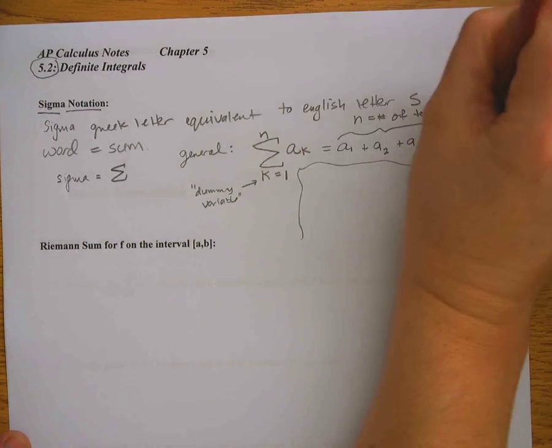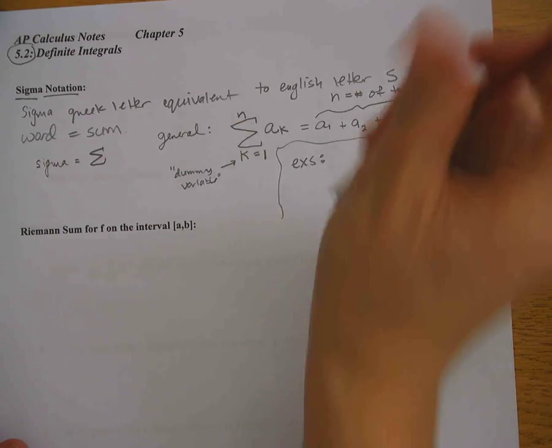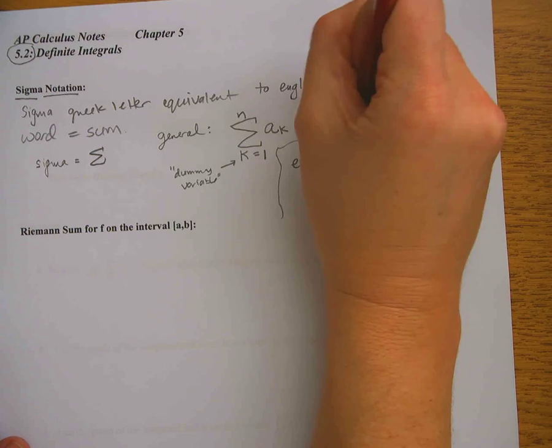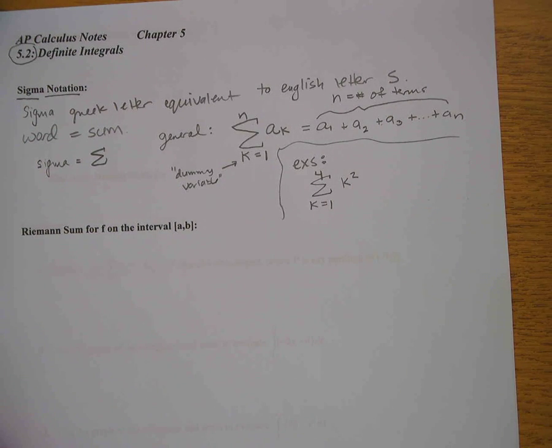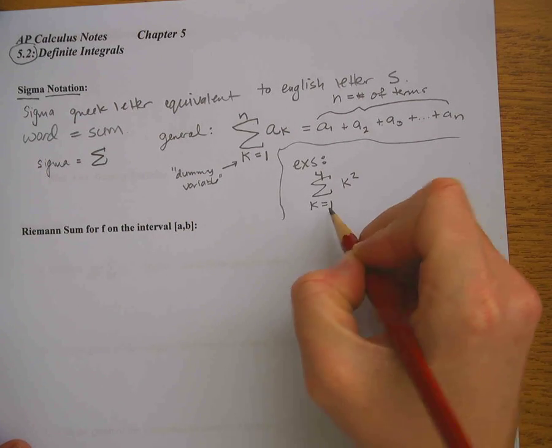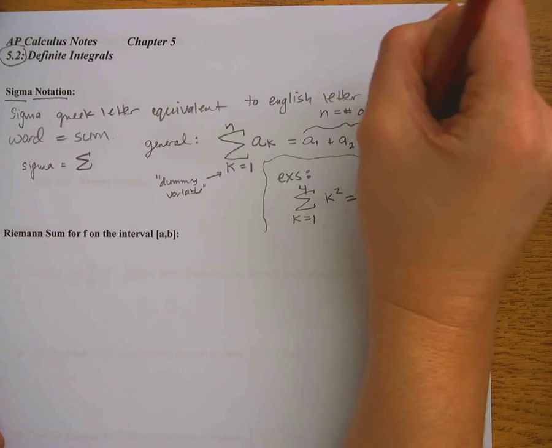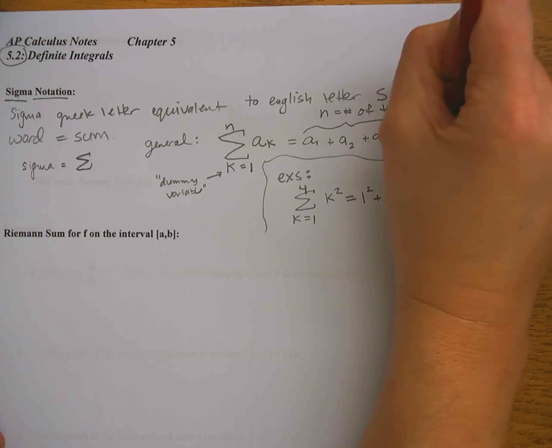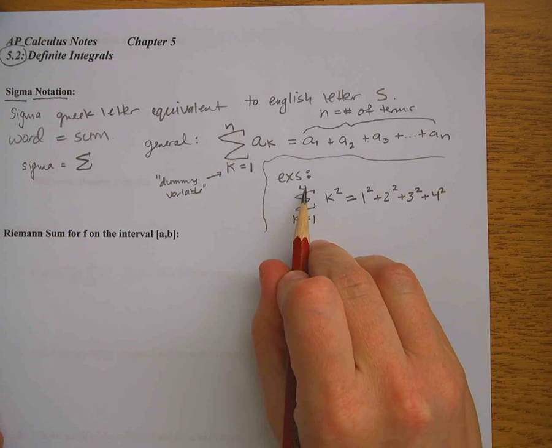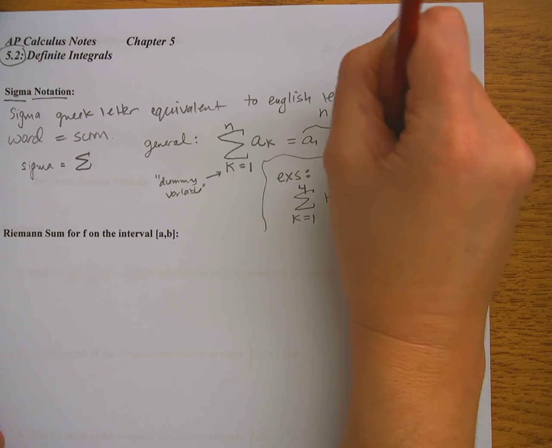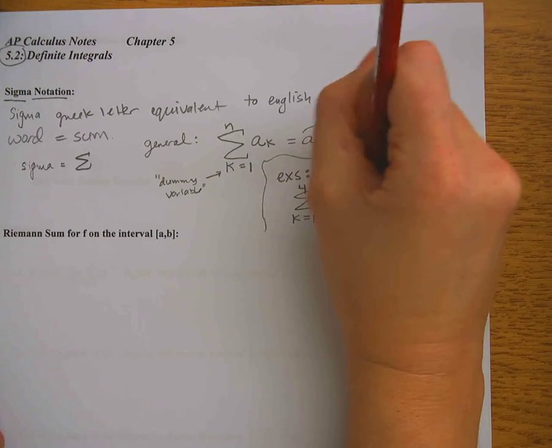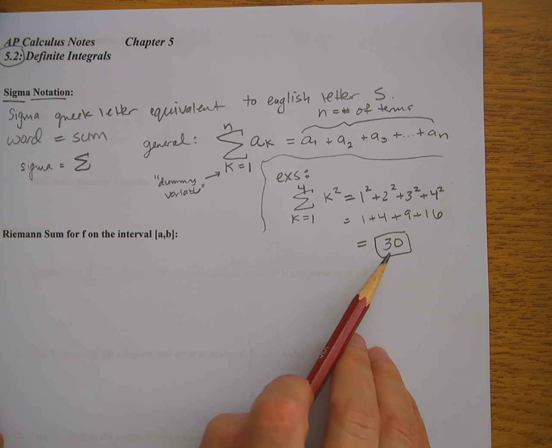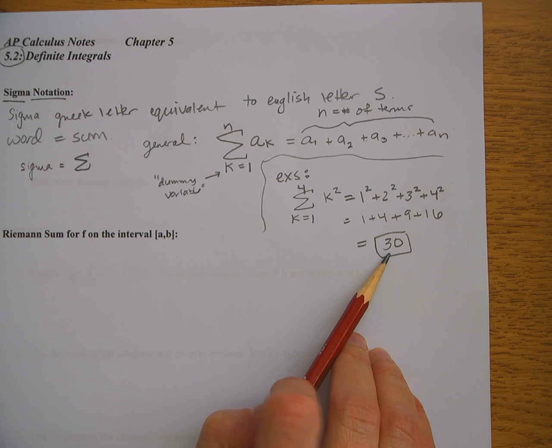So just a couple of generic examples would be, let's say you had the sum from 1 to 4 of k squared. So k is just some dummy variable. So this would be equivalent to 1 squared plus 2 squared plus 3 squared plus 4 squared. I would stop there because I hit 4. I would add all of that up. 1 plus 4 plus 9 plus 16. And that would be 5 plus 9 is 14 plus 16 is 30. So notice how this ends up equaling one number.